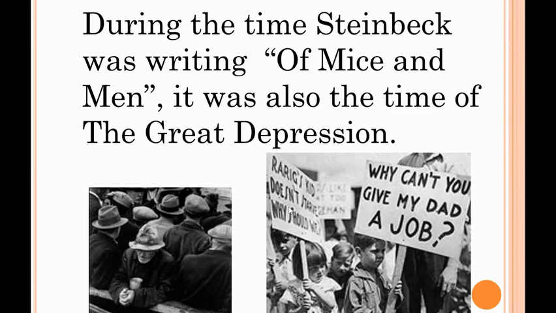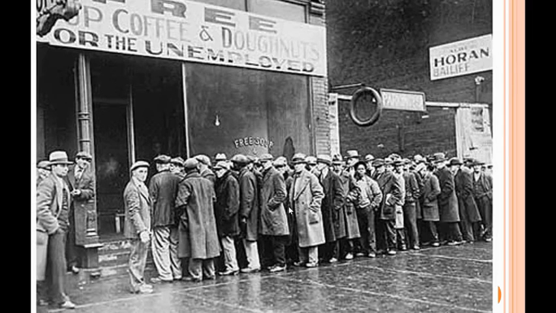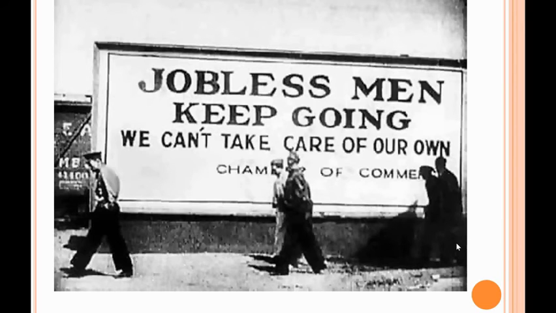So during the time Steinbeck was writing Of Mice and Men, it was also in the time of the Great Depression. So you can see here lots of people were out of work, people were going hungry. It's obviously not a great time. You can see here free coffee and donuts for the unemployed. People lined up like crazy. There were lots of unemployed workers. So it was very important that people, if they had a job, that they keep it.